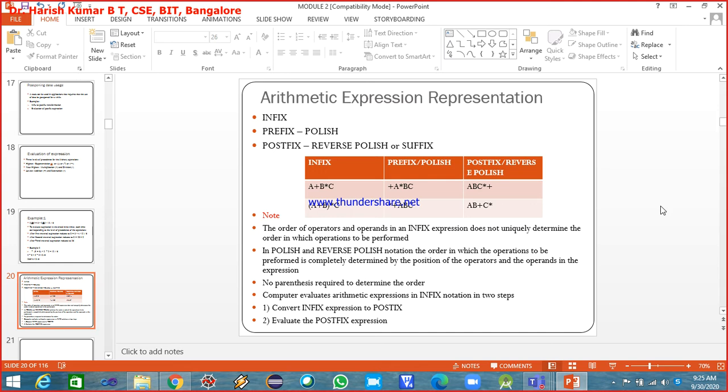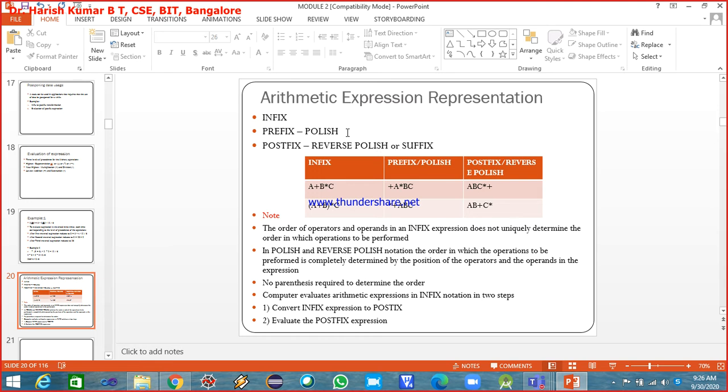Okay, now arithmetic expression representation. There are 3 ways in which you can represent an arithmetic expression. All these days you have learned one way of representing the arithmetic expression, that is infix representation, and similarly you can also have prefix representation and postfix representation. Prefix is also called polish. And postfix has 2 other names, reverse polish or suffix expression.